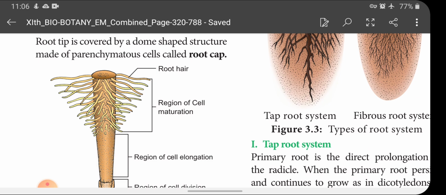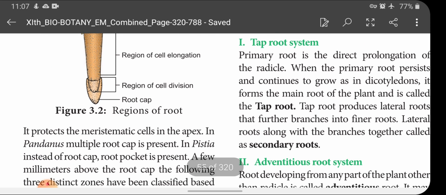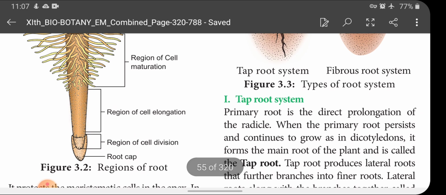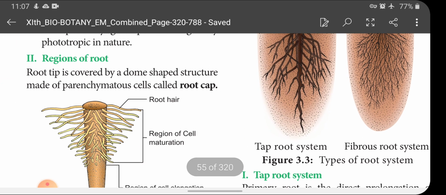Okay, these are the various regions of the root. With the diagram you will get it as a 5-mark question, children. So I didn't say about the root cap. The root tip is covered with a packet called root cap. It protects the root tip from being destroyed when it grows. The root tip is covered by a dome shaped structure made of parenchymatous cells called root cap.